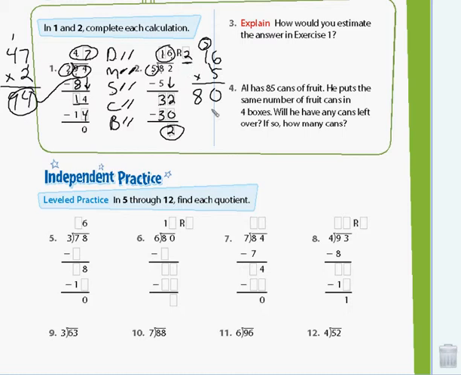I need to add that to my product there. And 80 plus 2 is 82. And that should give us our dividend, which is 82. So we done it right.